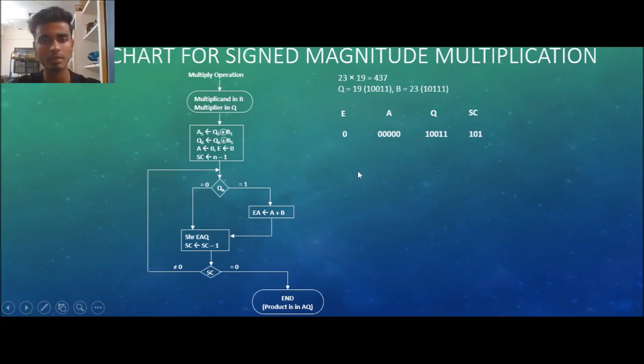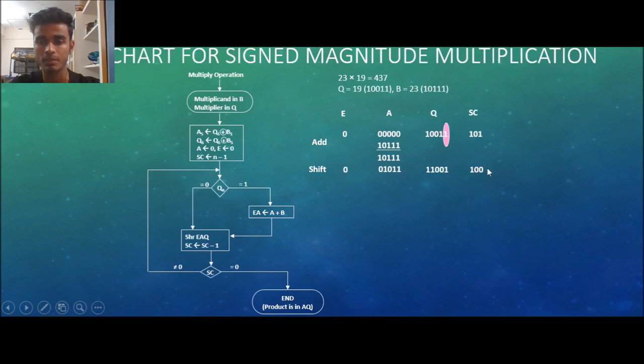So we have set E as 0, A as 0, Q the multiplier value 10011, and sequential counter 101, that is 5. First, we see that Qn is 1, so we will follow these rules. We will add A and B and store it in EA. So we are adding 00000 and 10111, we get 10111. After this we shift everything to the right by 1 bit.